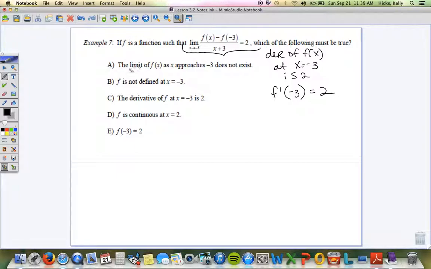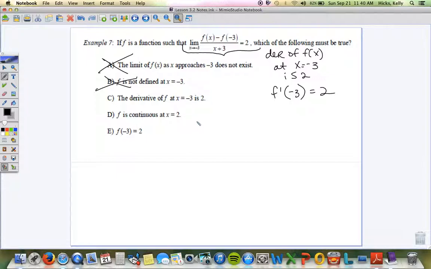Okay, so go back here. The limit of f of x as x approaches negative 3 does not exist. Well, if the function is differentiable, then it is continuous. If it's continuous, then the limit definitely exists. So this is not true. What about B? f is not defined at x equals negative 3. Well, again, if the function is differentiable, which it is because they tell us, then that means it's continuous. If the function is continuous at x equals negative 3, then the limit from the right and the left has to equal the function value at that point. So the function value at that point has to exist. So this is definitely not true.